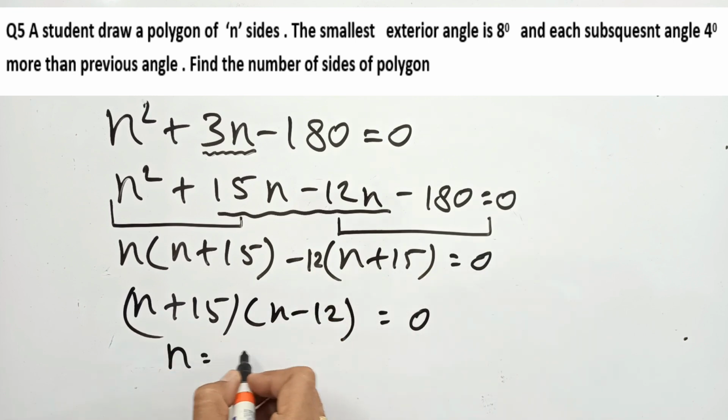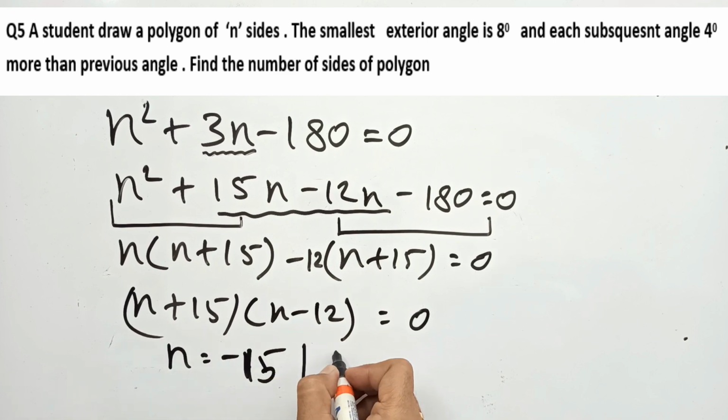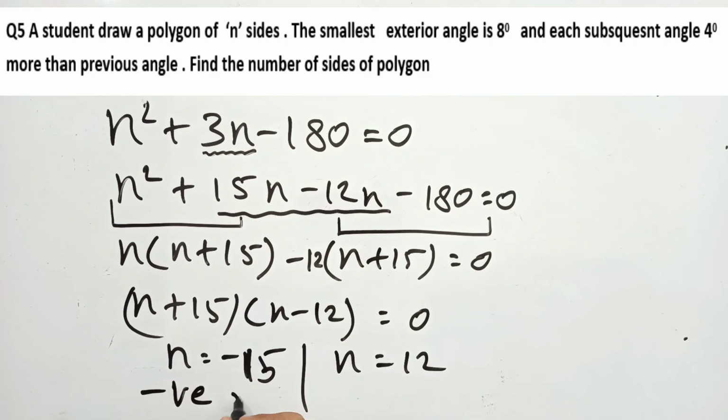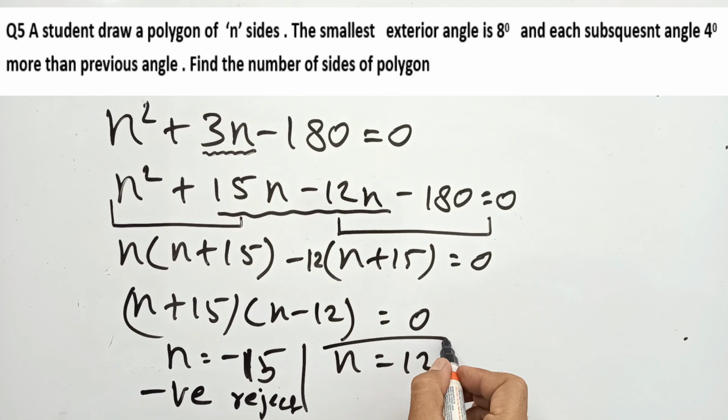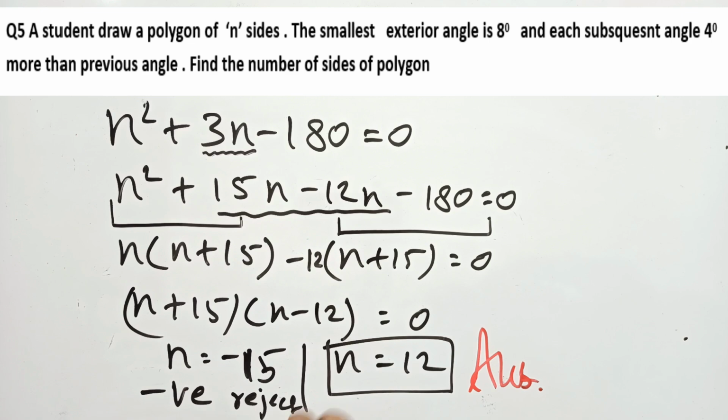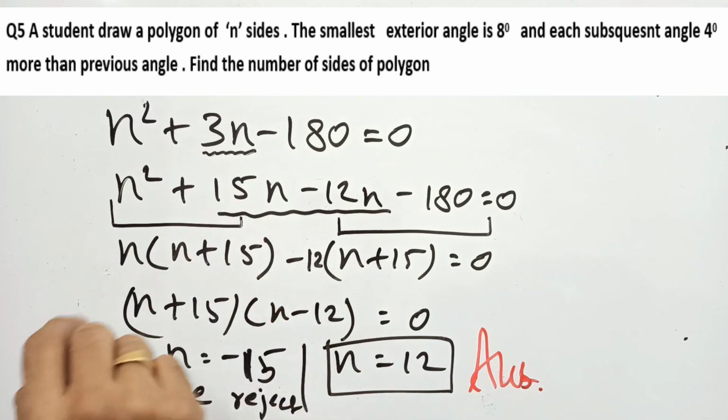So either n will be minus 15 or n is equal to 12, which is negative, so we will reject this one. So the answer is 12. The number of sides of the polygon is 12. However, it was a 3 mark question, but suppose this question is asked in 1 mark, then don't waste so much time. You move to the next question instead of wasting the time on a single one.